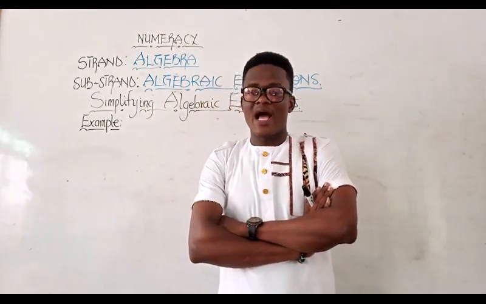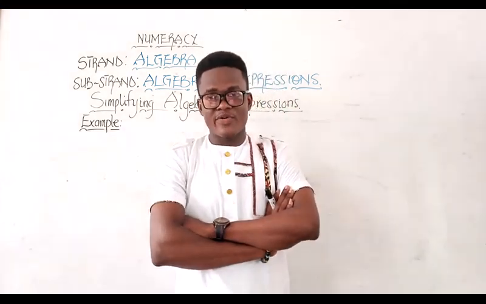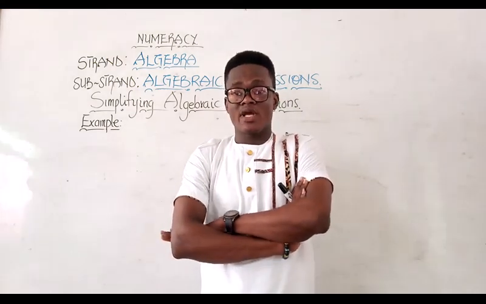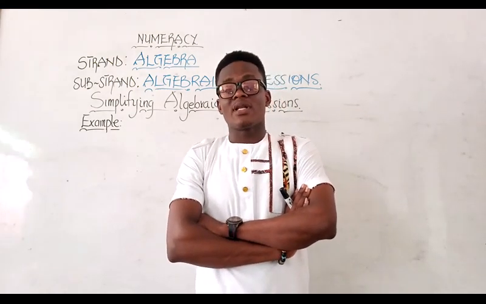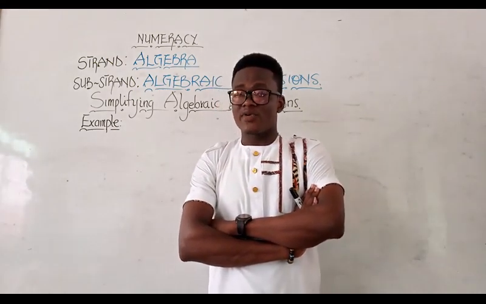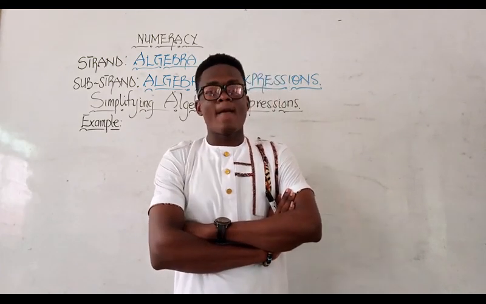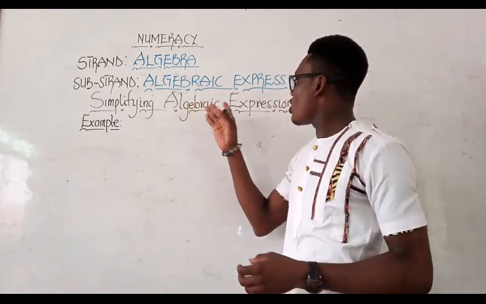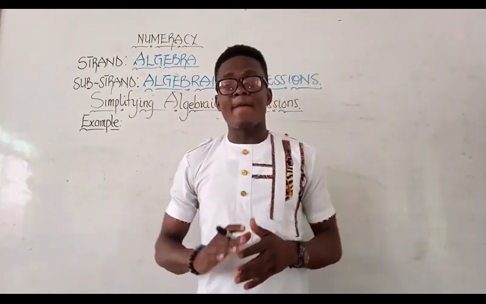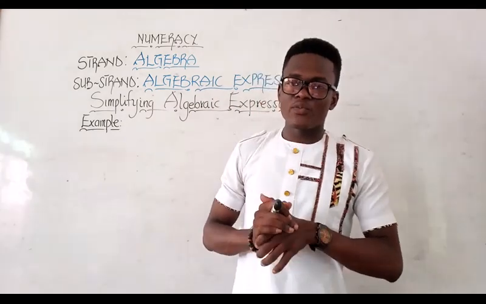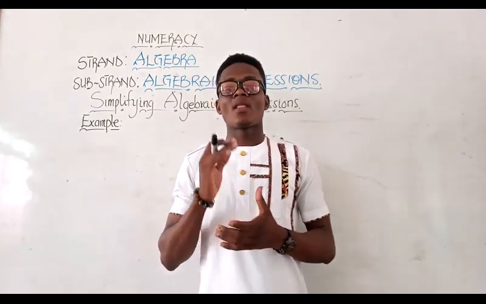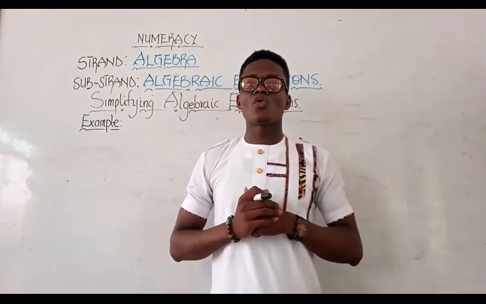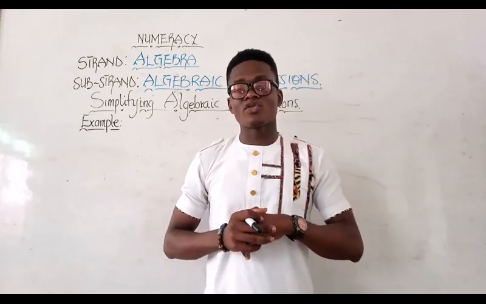And today we have numeracy. We are still pressing on and adding up to what we learned previously. In our previous lesson we learned algebraic expressions for area of shapes. But specifically for today we are going to look at simplifying algebraic expressions. By the end of today's lesson we will be able to simplify algebraic expressions. So let's set the ball rolling for today's lesson.